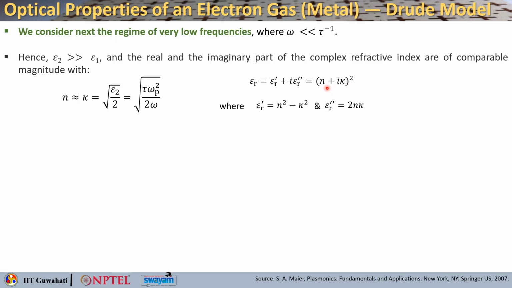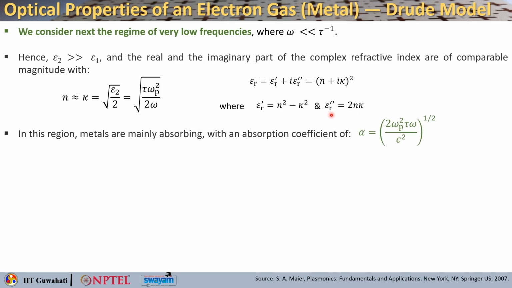Okay. The real part of the complex refractive index can be written as n, the imaginary part as kappa or k. If you do n square minus kappa square, that gives you the real part of the permittivity, and when you do 2 n kappa, that will give you the imaginary part of the permittivity. Now, in this region where the damping is high, the metal is mainly absorbing.